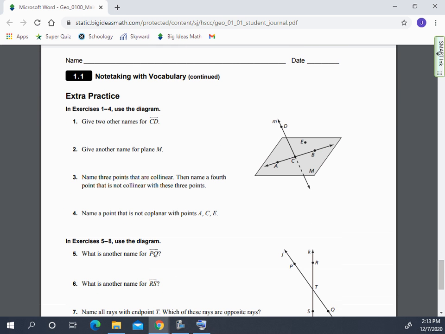Looking at this diagram over here on the right, give two other names for what looks to be segment CD. Two other names. Or is that a line? I can't tell from my drawing. I will look in my physical journal. Give me 1 second. Sorry, I just have to make sure that it's not a line and it is a segment.